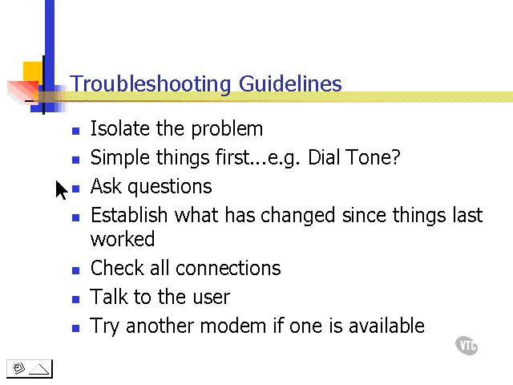Ask questions. Ask questions of yourself as well as of the user. Establish what has changed since it last worked. In other words, it worked before. What have we done now, or what has the user done that is causing it not to work now? But don't blame it on the user. Make the user an ally as part of the troubleshooting.